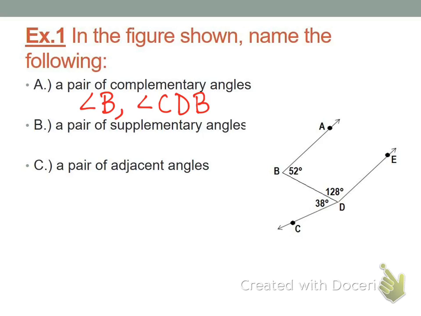Supplementary angles add up to 180. Which two angles add up to 180? Good, 128 and 52 would add up to 180. So we have to be able to name them. So one of them could still just be angle B. How would we name that angle at 128, Micah?